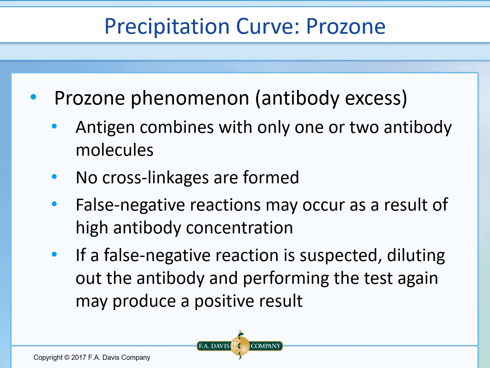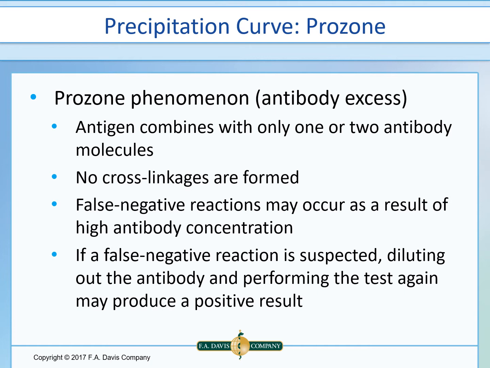As can be seen on the precipitation curve on the previous slide, precipitation declines on either side of the equivalence zone because of an excess of either antigen or antibody. In the case of antibody excess, the prozone phenomenon occurs, and this is where antigen combines with only one or two antibody molecules and no cross-linkages are formed. In the prozone, usually only one site of an antibody molecule is used, and many free antibody molecules remain in the solution.